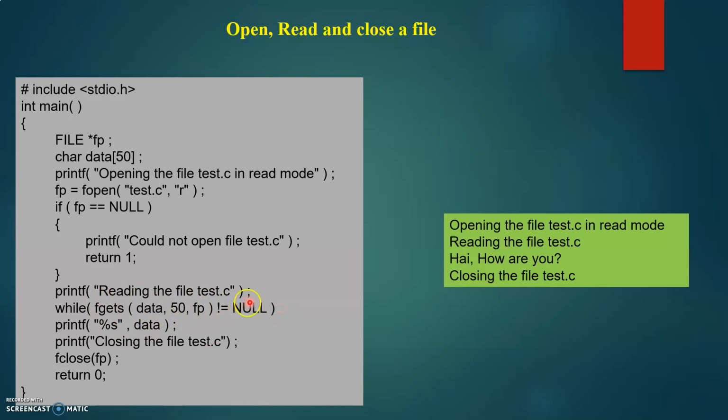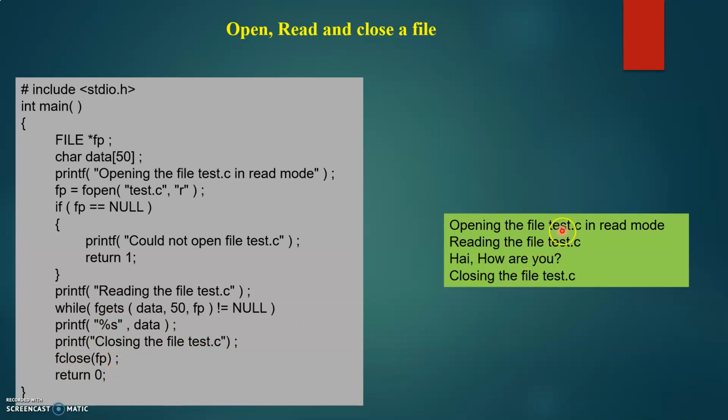If this data is not equal to NULL, that means my data exists. If it is equal to NULL, that means I haven't written anything. So if not equal to NULL, the data exists. Then I will print the data by printing the string. Finally we are closing the file, fclose fp.